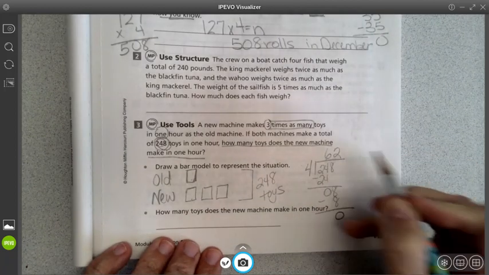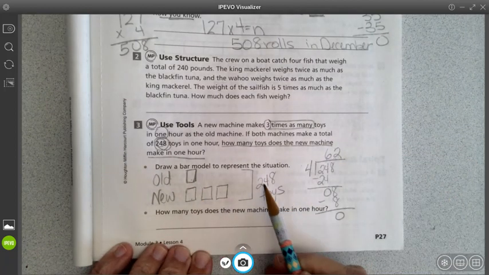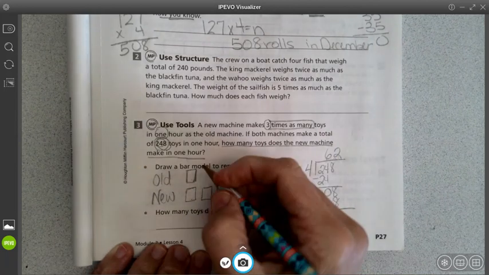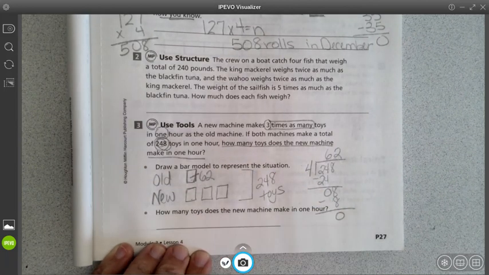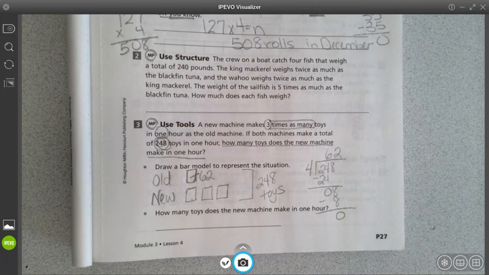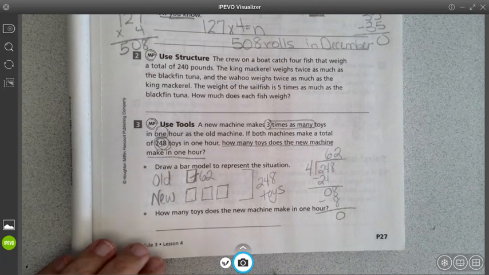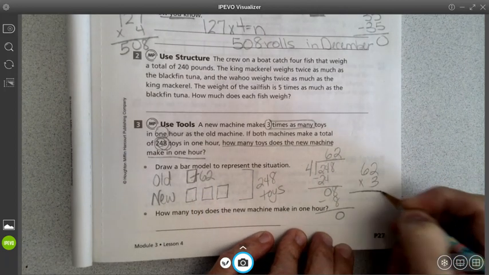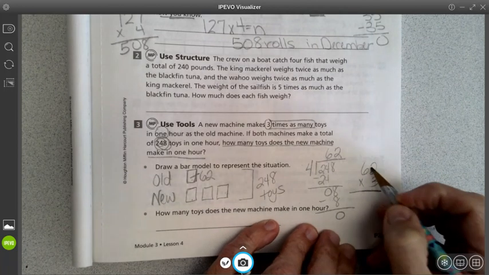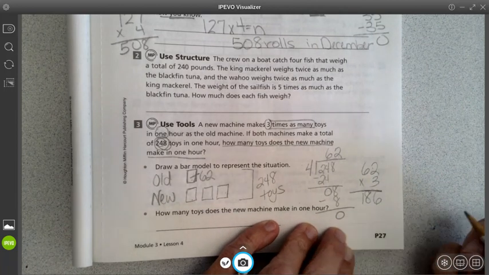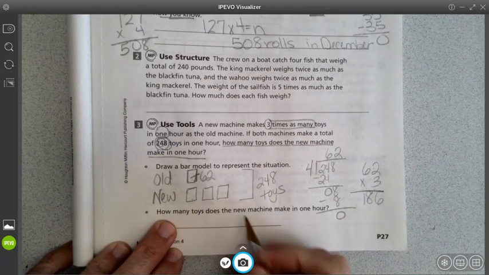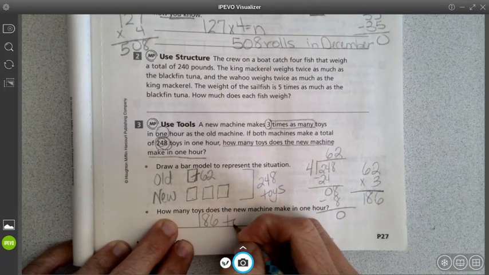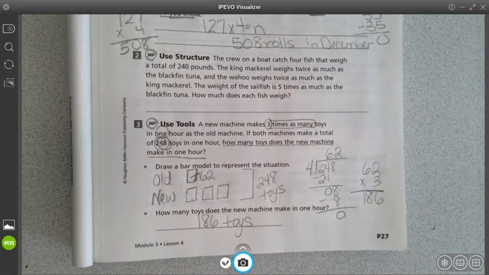Well, this 62, I divided my total number of toys by the number of boxes in my model. This 62 is 1 box. So the old machine can make 62 toys in an hour. The new machine has 3 times that much. 3 times 2 is 6. 3 times 6 is 18. The new machine can make 186 toys. And just like that, we've got our model that helped us and our final answer.